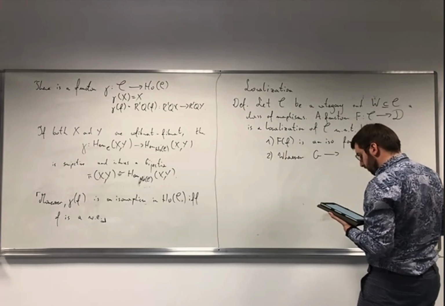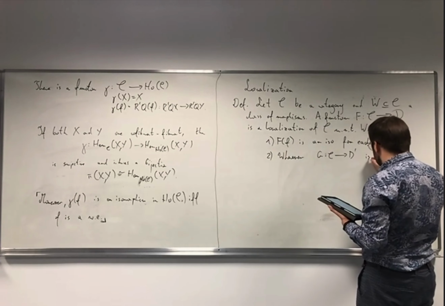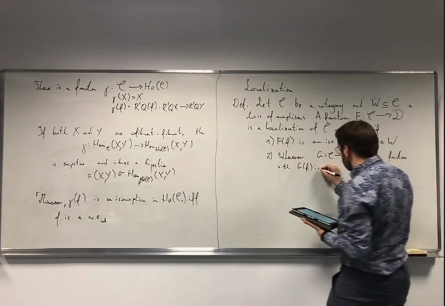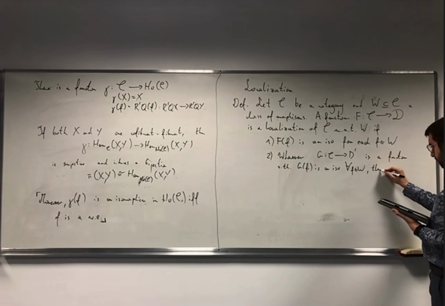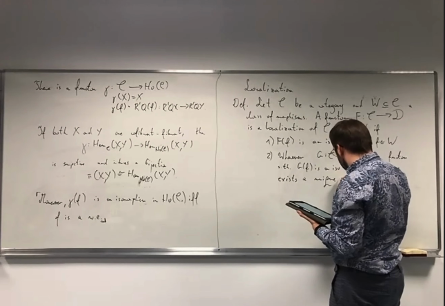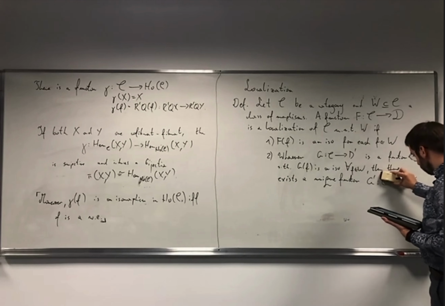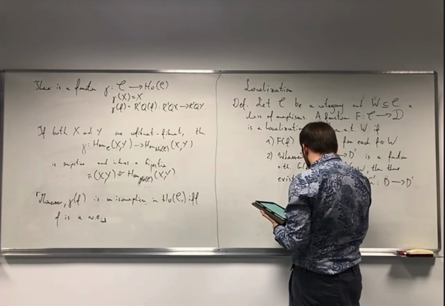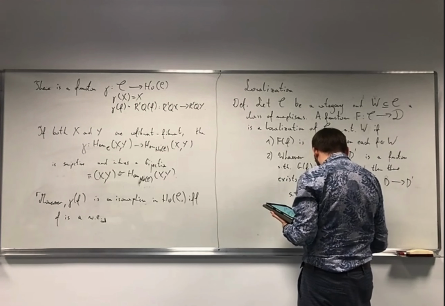G, so G is another functor from C to D prime, is a functor such that G of f is an iso for all f in W, then there exists a unique functor G prime from D to D prime such that, I have G over here, F, and here I have G prime, and this diagram commutes.